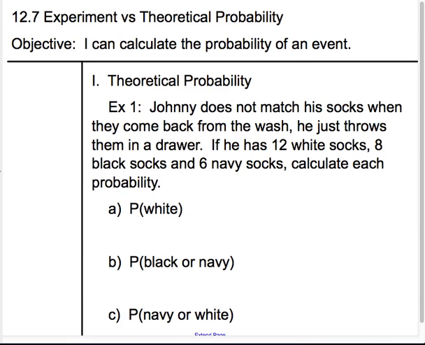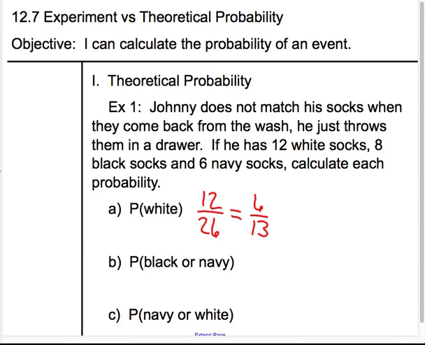So we're just going to take a look at calculating some simple probability for today. So our first example is Johnny just throws his socks in the drawer. He's got 12 white socks, 8 black socks, and 6 navy socks. So what is the probability that Johnny randomly grabs a white sock out of his drawer without looking? Well, the number of favorable outcomes would be 12 because he has 12 white socks in his drawer. And the total number of possibilities would be all of his socks. So 12 plus 8 is 20, plus 6 is 26. And whenever we give our answer as a fraction, we simplify it. So these both have a common factor of 2. Dividing them each by 2, I get a probability of 6/13.